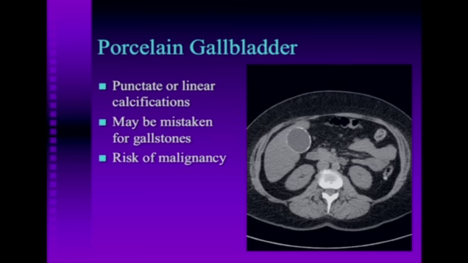And then on this CT of the same patient, we see that this patient has a classic example of porcelain gallbladder. Punctate linear calcifications. Again, if you're not thinking it through, you might just say that these were gallstones adherent to the wall. It's important to differentiate these, though, because porcelain gallbladder, because it's a chronic inflammatory process, does have a significantly increased risk of malignancy, specifically gallbladder cancer.